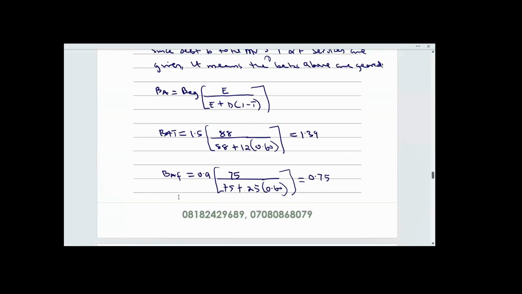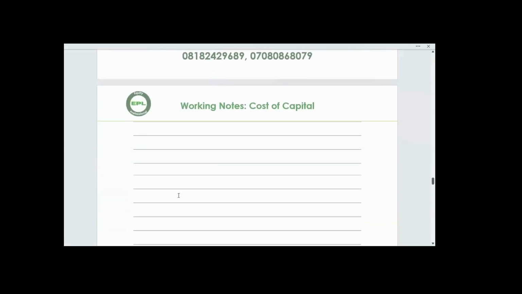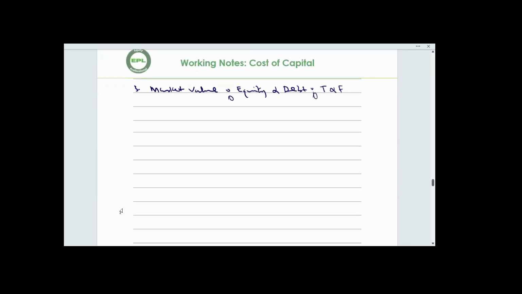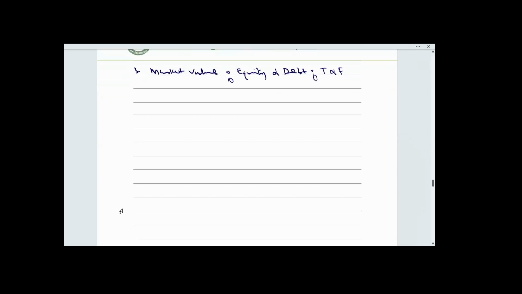Then step 3 says we should calculate the market value of equity and debt of each activity. Step 3: market value of equity and debt of training and financial. Like I said, the same way we normally calculate market value of equity and debt under the traditional work is the same way you are going to calculate this.